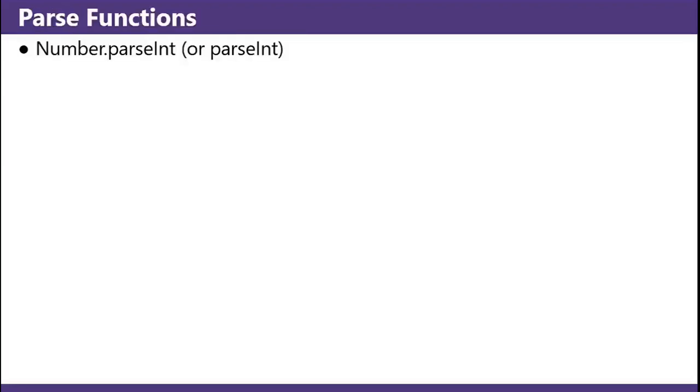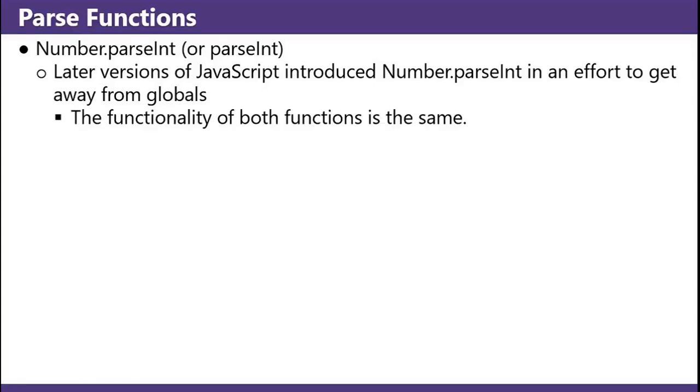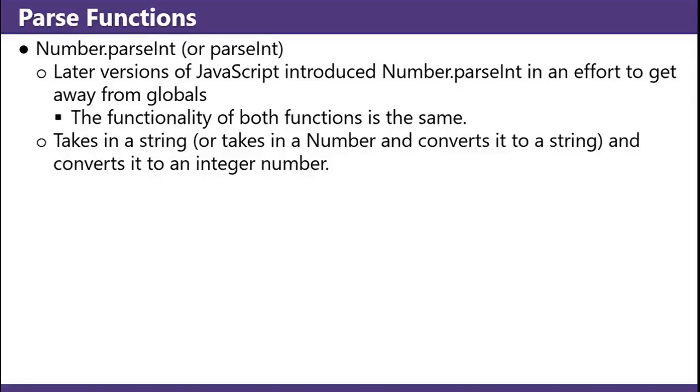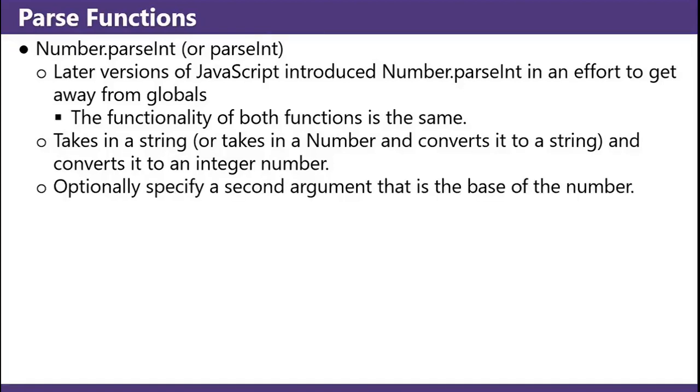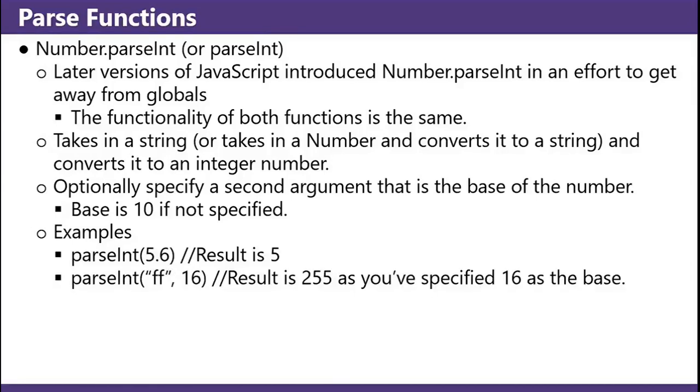The parse functions, Number.parseInt or parseInt. Later versions of JavaScript introduced Number.parseInt in an effort to get away from globals. The functionality of both functions is the same. It takes in a string, or takes in a number and converts it to a string, and converts it to an integer number. Optionally, specify a second argument that is the base of the number. Base is 10 if not specified. Examples: parseInt of 5.6, the result is 5. parseInt of 'ff' where you specify the base is 16, the result is 255, because that's how base 16 works. Again, if you want to see that video, it's linked in the description.